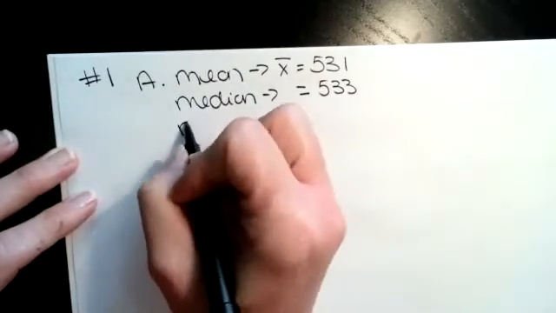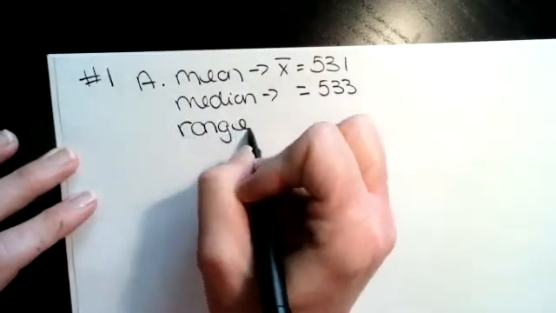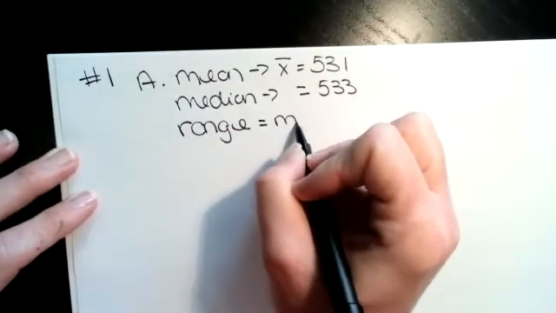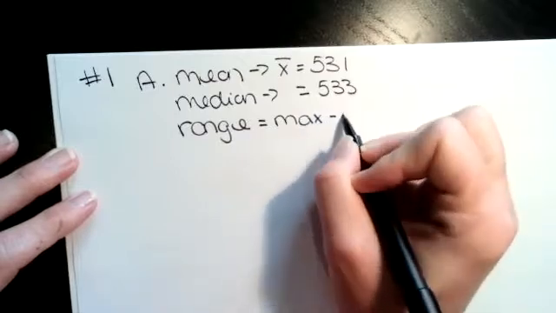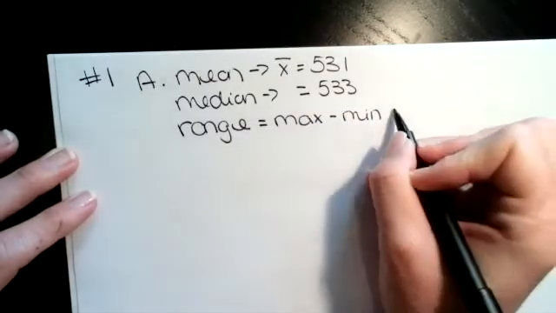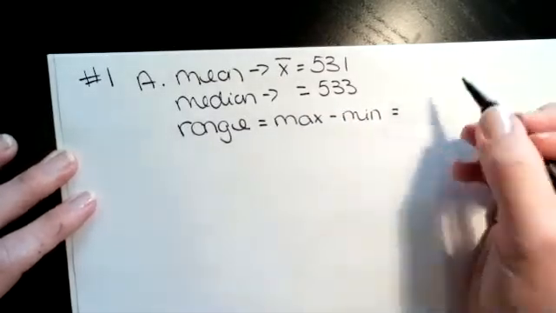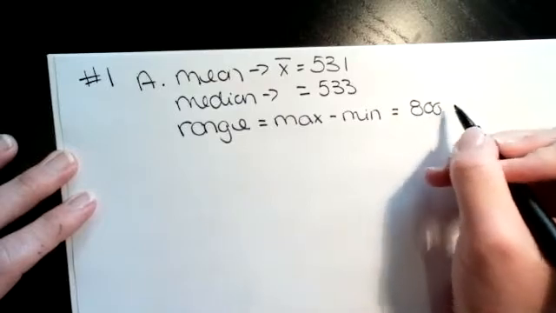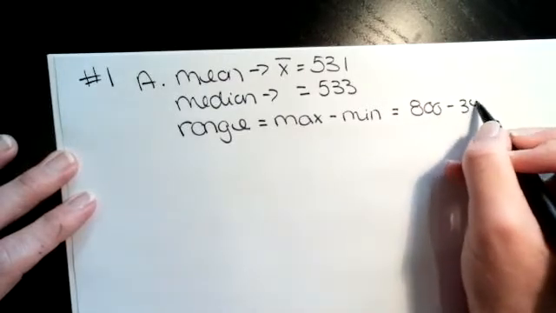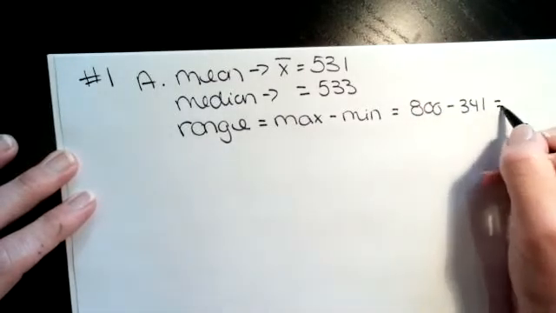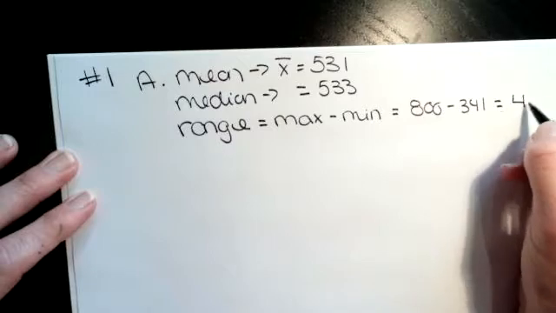Then we need to calculate the range. Remember what the range is. The range is just equal to the max data value minus the min data value. And we're given those at the bottom. The max is 800 and the min is 341. So that gives us a range of 459.